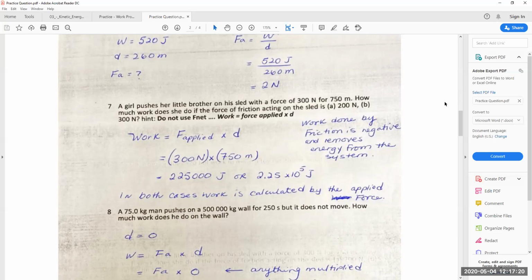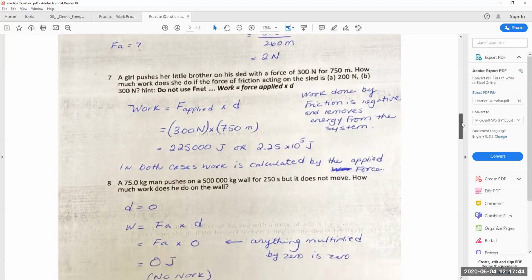In question number 7, it's always what you do. Doesn't matter what the friction is. What you do is 300 Newton times 750 meters. That's how much energy you transfer into the system. Yes, friction is going to remove some of the energy from the system, but it's irrelevant how much work you do.